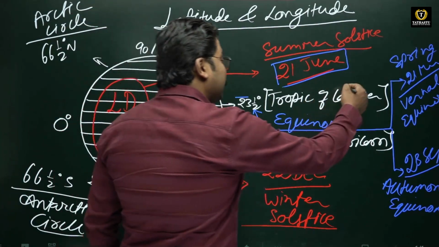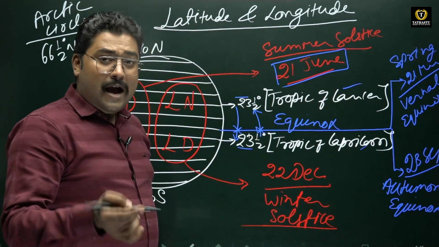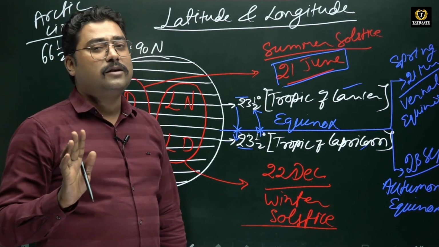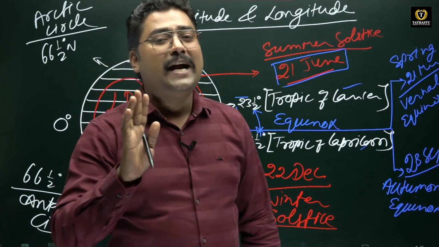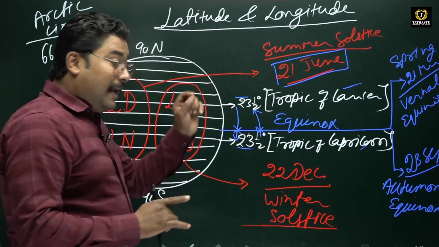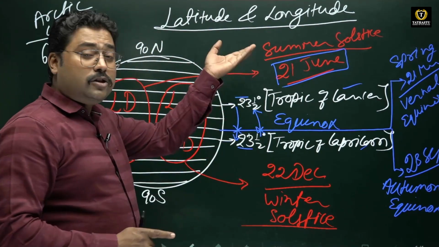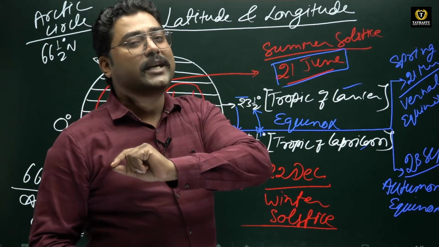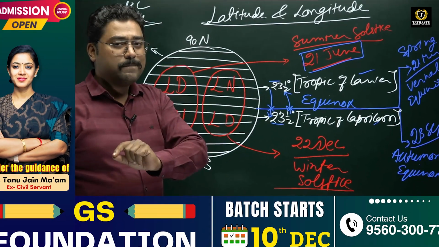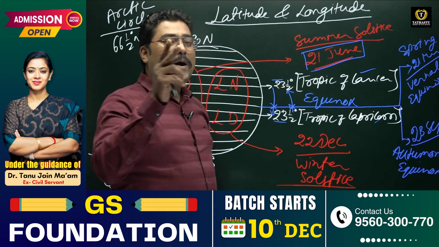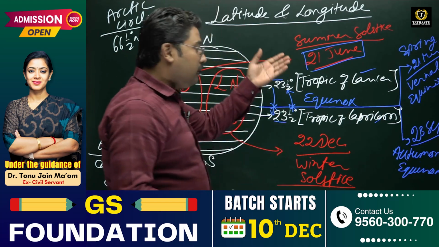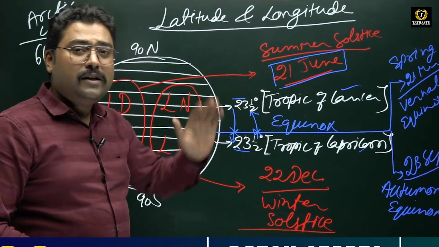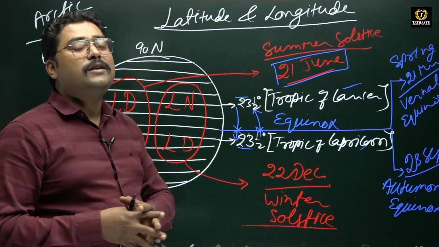Means Cancer and Capricorn are going to experience maximum or minimum only 1 day of vertical sun rays, meaning only 1 zero-shadow day. But in the context of the sun moving north or south, all the places located between 23.5 north and 23.5 south are going to experience vertical rays twice. One when the sun moves north, and second when the sun moves south. So these are the events which are asked.